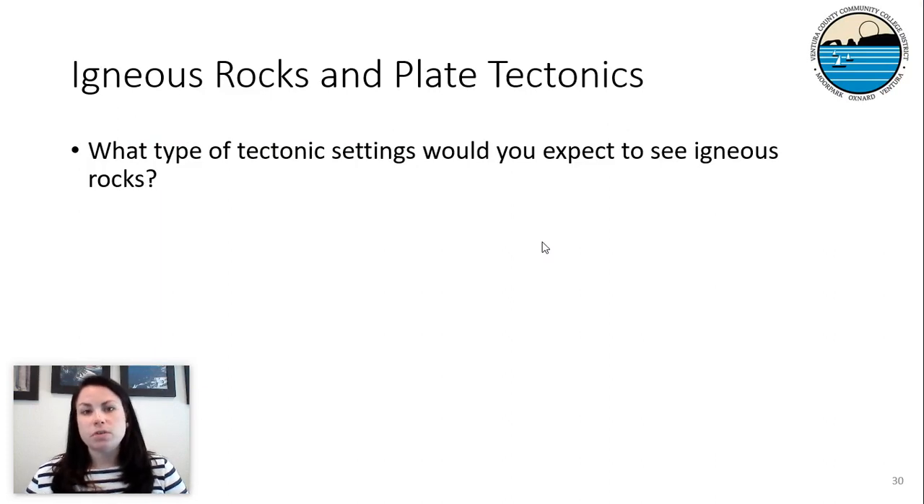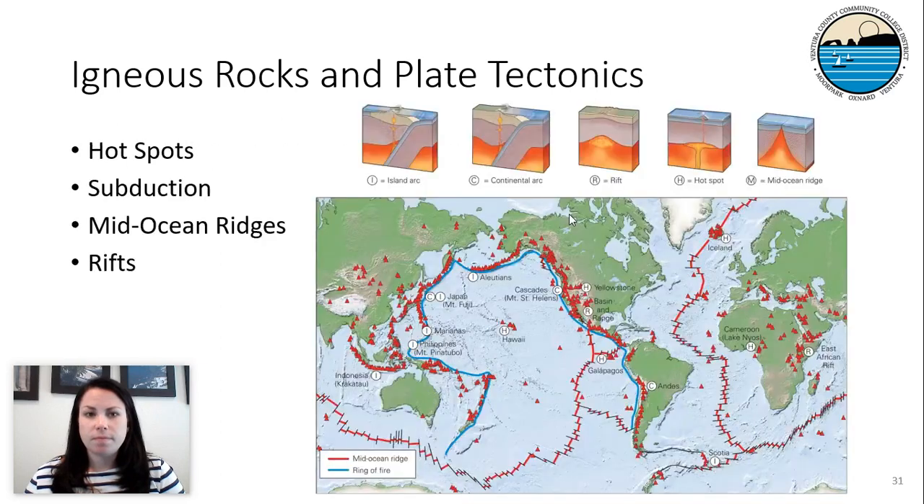So we spent a few lectures talking about plate tectonics. So how do you think igneous rocks and plate tectonics are related? What types of plate tectonic settings would you expect to see igneous rocks? So we can see igneous rocks at a few different boundaries. First, we see them at hot spots. We see them in subduction zones. We see them in mid-ocean ridges and in rifts.